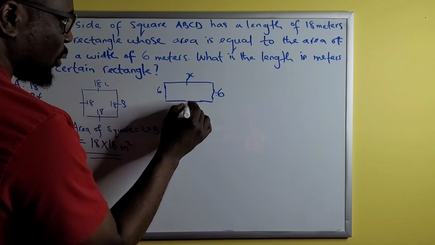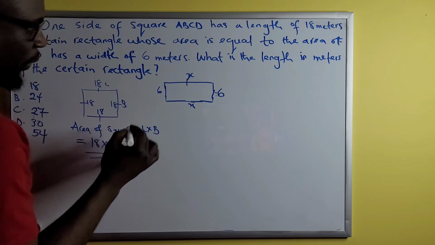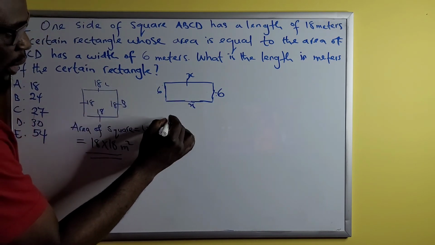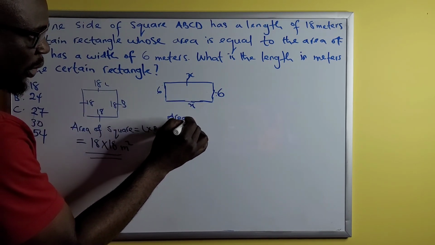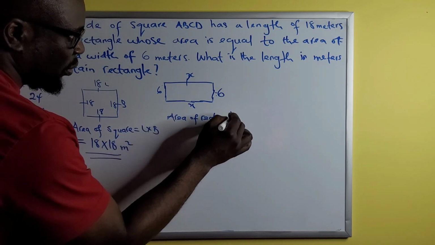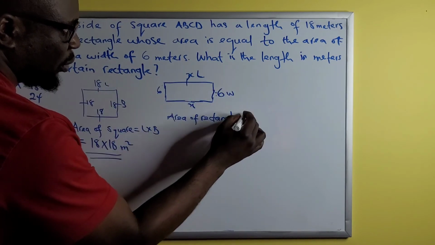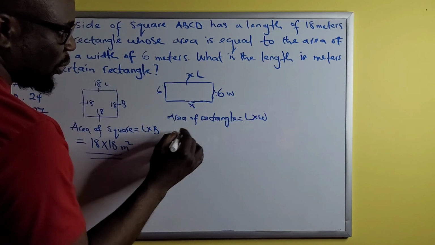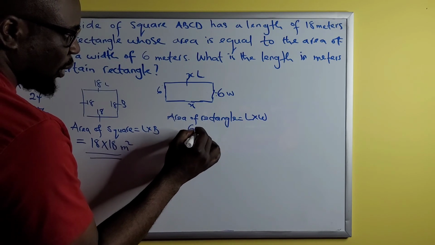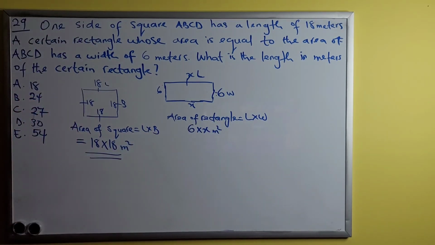This is going to be equal to this, so it's going to be X also. So we know that the area of a rectangle is also length times width, right? Length times width. So in that case, 6 times X meter squared, right?